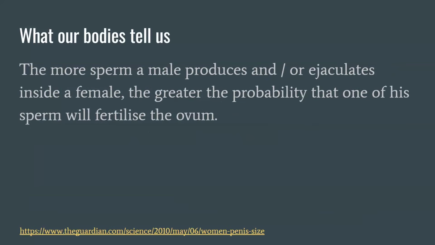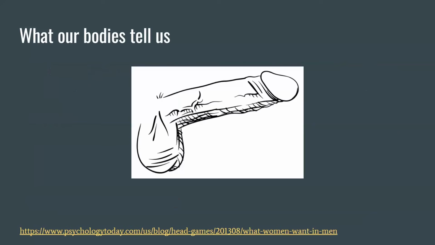The more sperm a male produces, and this is the bonobos and the chimpanzees, and/or ejaculates inside a female, the greater the probability that one of his sperm will fertilize the ovum and pass on his genetics. But if you look at a human penis, we don't have the large gonads. So is there any indicator here that there is sperm competition among humans? And it turns out there is. It's this little ornament at the end here called the glans.